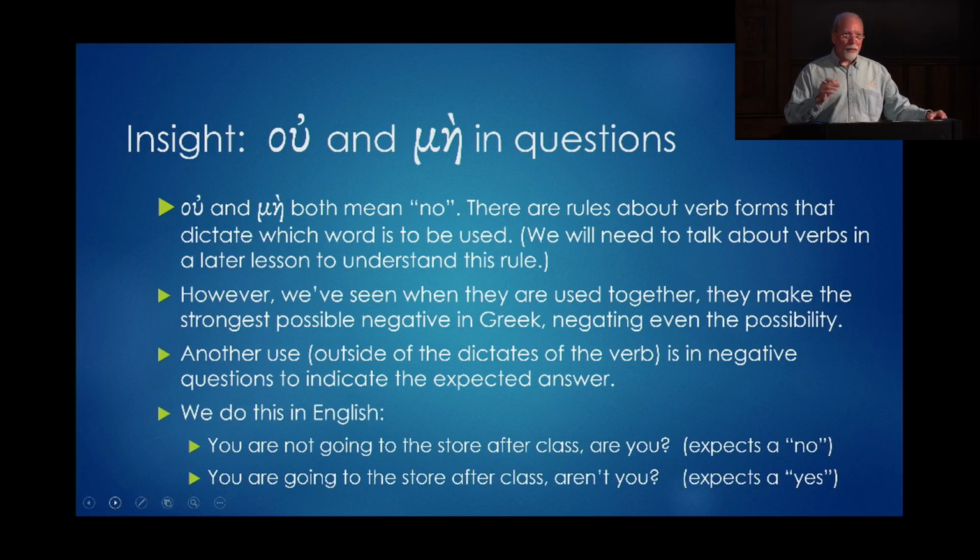Or actually, I think at the back of your notes, in the notes PDF I sent out, the last page has a summary, and I think I have a note in there about what the verbal form is. But we'll just not worry about that yet, because we won't talk about verbs for a few weeks. Ou and me both mean no, and there are rules about how they are used. We'll talk more about that later. However, we've seen when they're used together, they make the strongest possible negative in Greek, negating even the possibility. No possible way. Remember that?